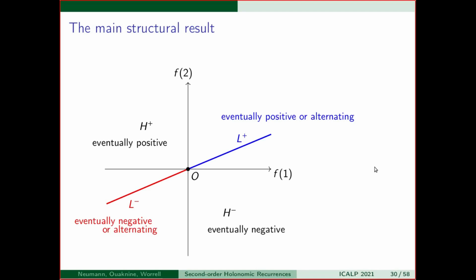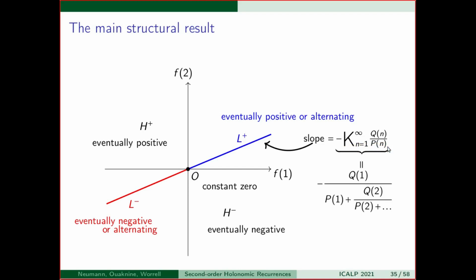And whether we're alternating or have constant sign on the line depends on whether the polynomials have equal sign leading coefficients or opposite sign leading coefficients. We are alternating if and only if they have equal sign leading coefficients. In the origin, we've got constant equal to 0. Moreover, we can compute the slope of this line as a continued fraction expansion. So the slope will be equal to minus this continued fraction expansion involving Q and P. So this is just a notation for this type of continued fraction expansion, which we can effectively compute.